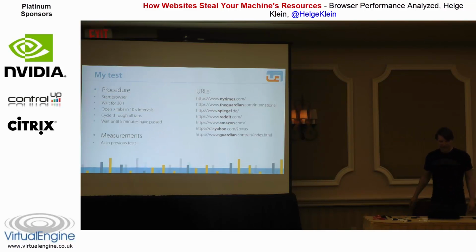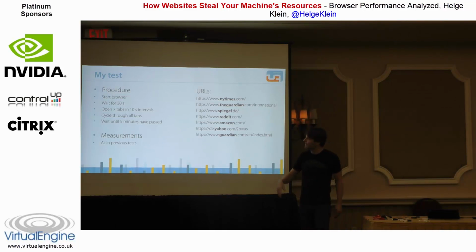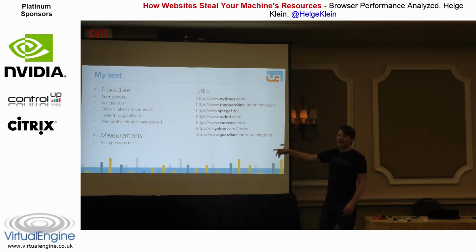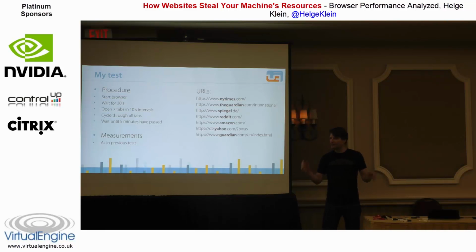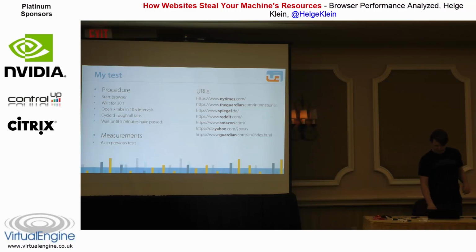Now let's see what my tests show. So what did I do? Here's the test procedure. Basically, I started the browser, waited a little bit, and then opened seven different tabs. Here you can see the URLs, chosen more or less at random, trying to pick popular stuff. I cycled a little bit through the tabs, then I waited for 5 minutes, so I just let it sit there, and then I closed the browser and took measurements.